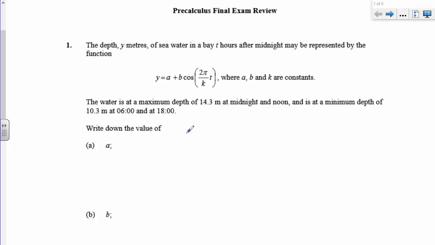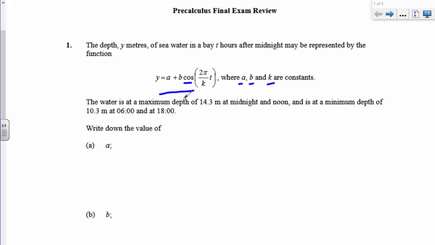I did this in class, but this is just a video for your viewing pleasure, just to make sure that you know what you're doing here. So let's look at number one. The depth, y meters of seawater in a bay, t hours after midnight, may be represented by this function. So this is a periodic function. We can see it's a cosine function, and they have constants a, b, and k. We have to figure them out pretty much because that's what they're going to ask me to do.